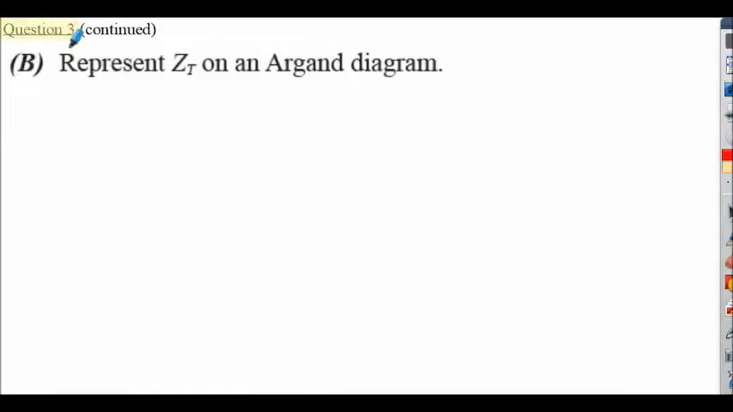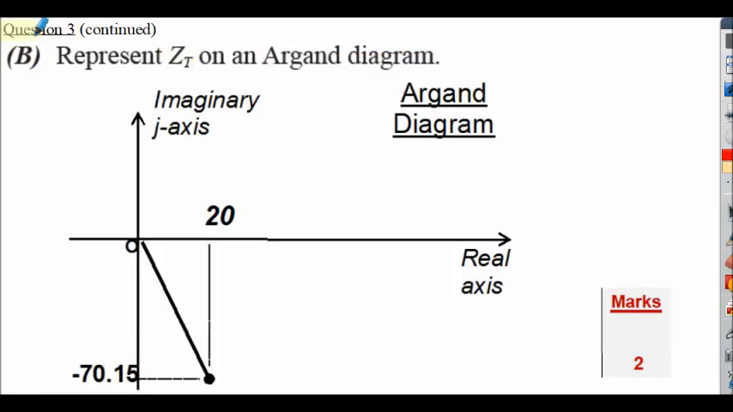Question 3, part 2, sub-question B. Now we've got to represent ZT on an Argand diagram. This is shown on the following slide. Question 3, part 2B here. Here's the Argand diagram. And we have 20 on the horizontal axis here and negative 70.15 on the vertical axis.